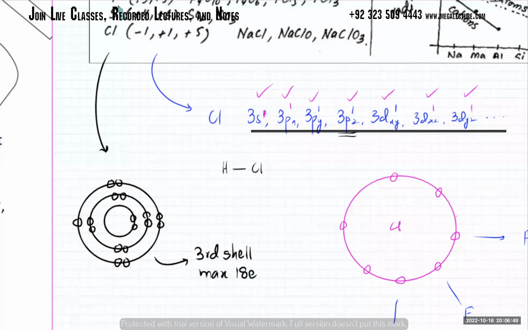Is this clear? Yes, sir. So remember, the octet rule that you know of is limited to period 2 elements, because only second shell elements can have a maximum of 8 electrons. A period 3 element can have a lot more than 8 electrons. It can have a maximum of 18 electrons.